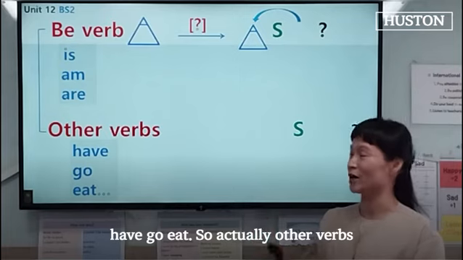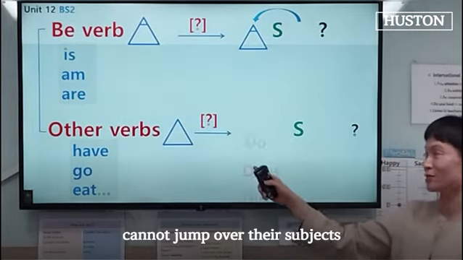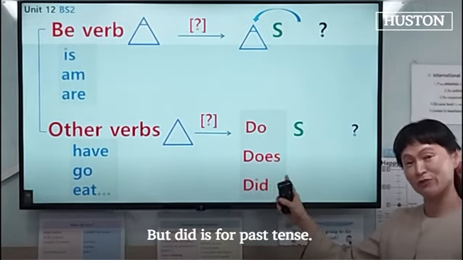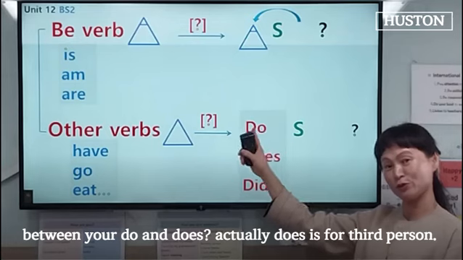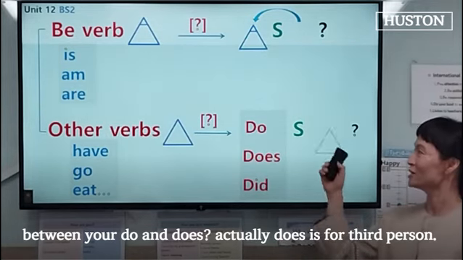What about other verbs? Action verbs like have, go, eat. So actually, other verbs cannot jump over the subject. Instead we have to use do, does, this, but did this for the past tense. What about how to distinguish between do or does? Actually, does is for the third person. Okay? So let's check it.